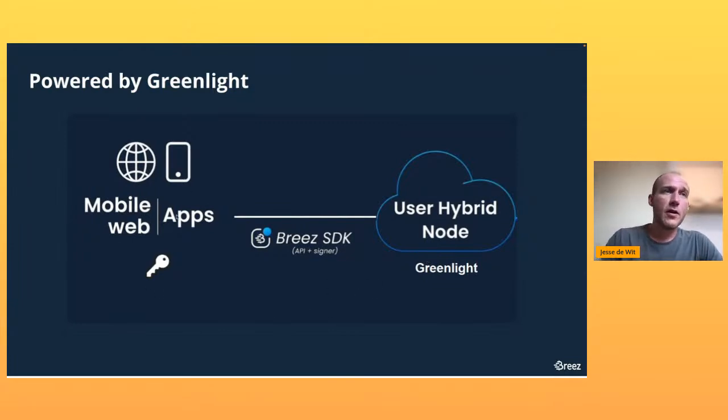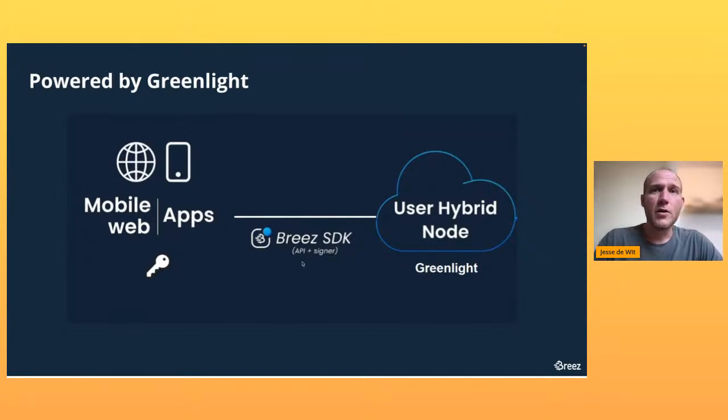So the user has multiple apps connecting to that same user's Greenlight node, and this is what allows them to have a single balance on their node, right? So to get that credit card-like feeling of managing your funds, every app is just the same. They all communicate with your own balance.